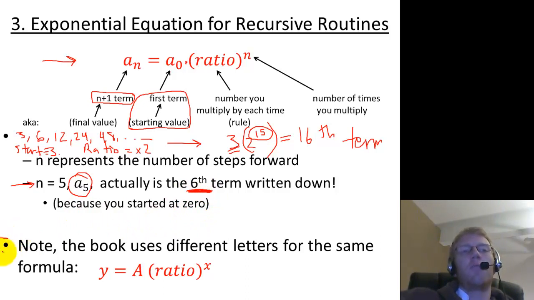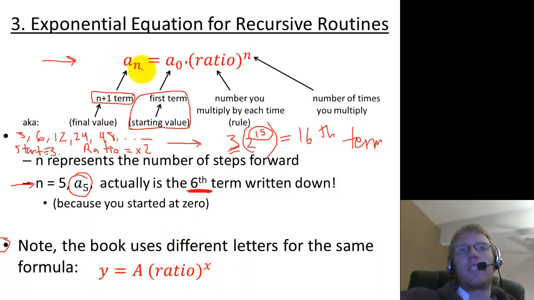So final note on this before we do some examples is the book uses a formula y equals a times ratio to the x. Now this is the exact same formula as I have here. They've just used different letters. So instead of writing a sub n, they write y. And the reason they do that is they like using x and y because x and y can represent input and output. And so, I mean, that is useful.